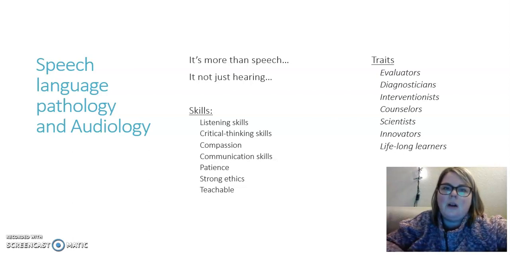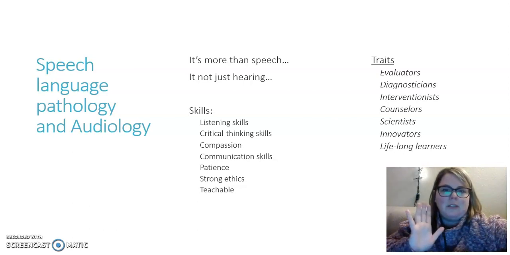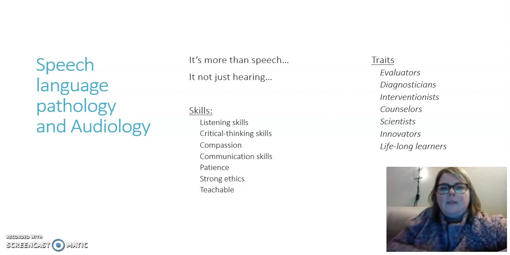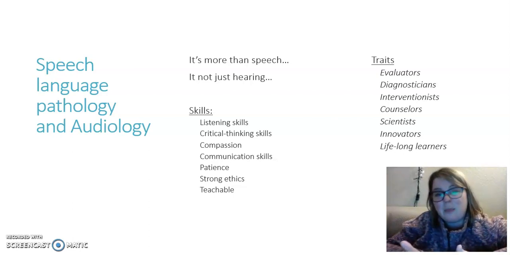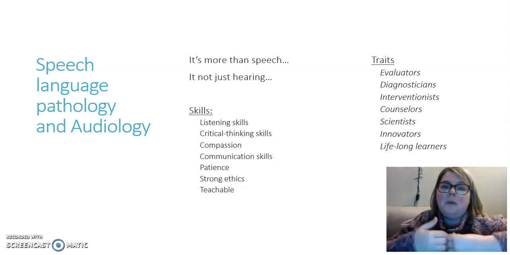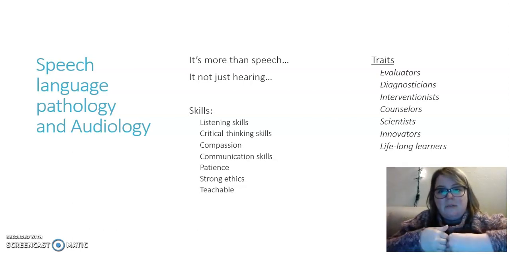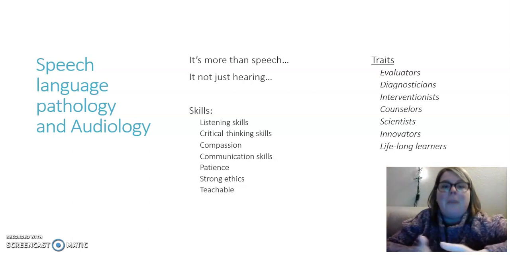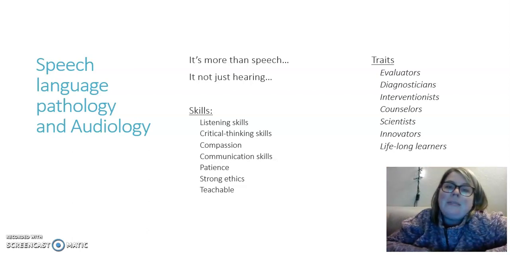We have to have strong ethics. Sometimes it's easy to say, oh, I can do that because I have my foundational knowledge and I'm just going to do what I have to do. But we have to have the ethics to say this is outside of my knowledge base, or maybe I'm not the appropriate person to treat it, but also understand that I'm going to have different ethics on a personal level than my patients, and I have to be okay with my ethics being different from my patients. And we have to be teachable.